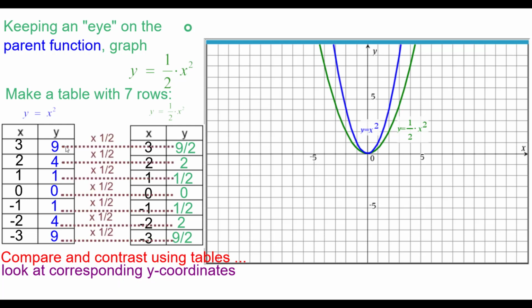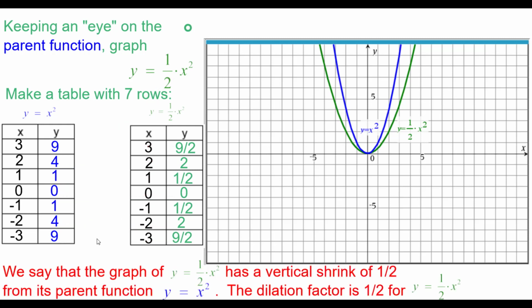And you can see that each y coordinate in blue is multiplied by 1/2 to get the green function. So the parent y value times 1/2 gives me the function we're looking for in each case. And notice where that times 1/2 came from. All y coordinates are halved. Terminology: we say that the graph of y equals 1/2 x squared has a vertical shrink of 1/2 from its parent function y equals x squared, and the dilation factor is 1/2 for this equation.